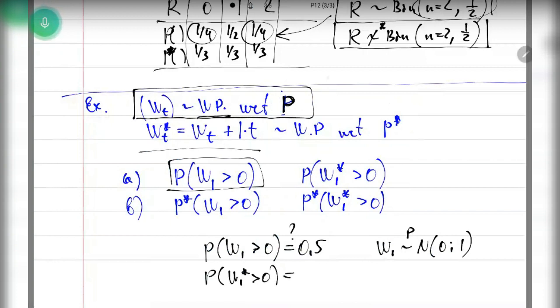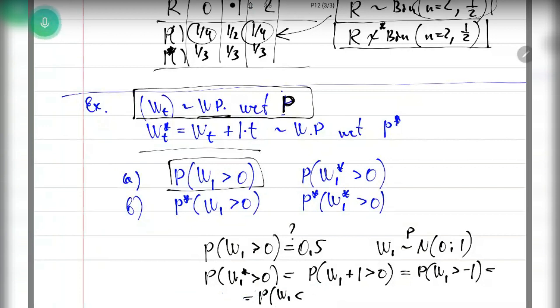But they are linked in this way. So that's the probability that W1 plus 1 is bigger than 0. So that's the probability that W1 is bigger than minus 1. So that's the probability that, by symmetry, W1 is less than 1.